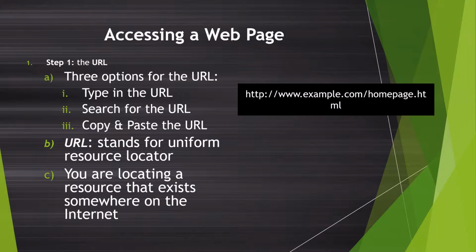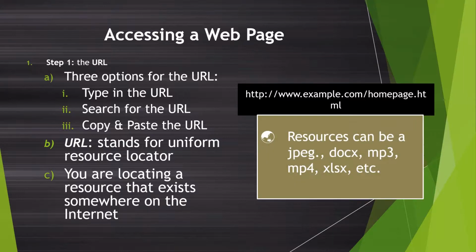The URL allows you to locate a resource that exists somewhere on the internet. A resource could be a JPEG, a document, an MP3, MP4, XLSX, etc.